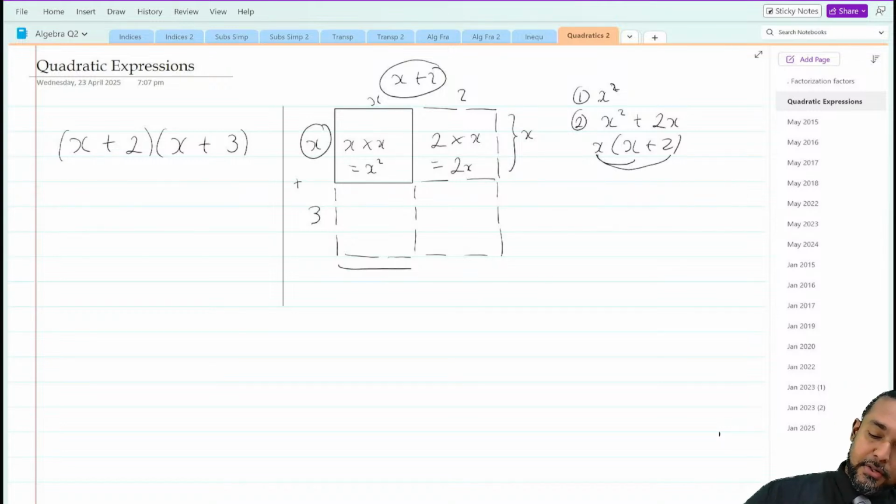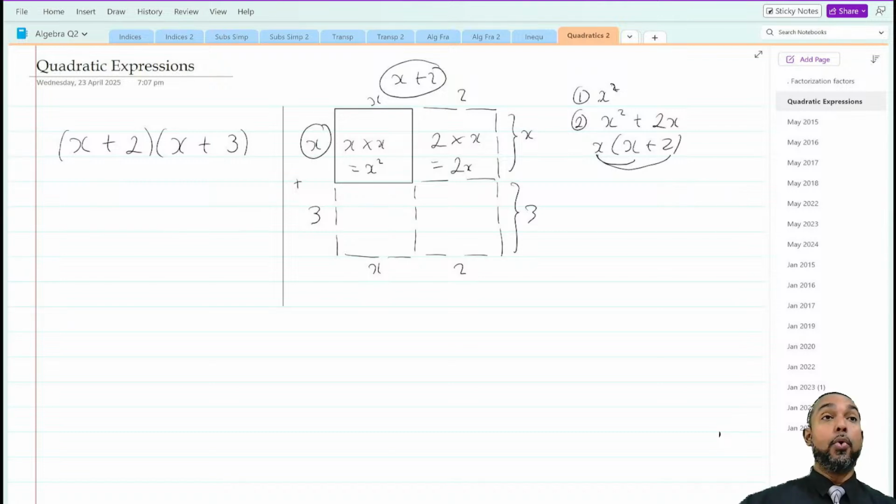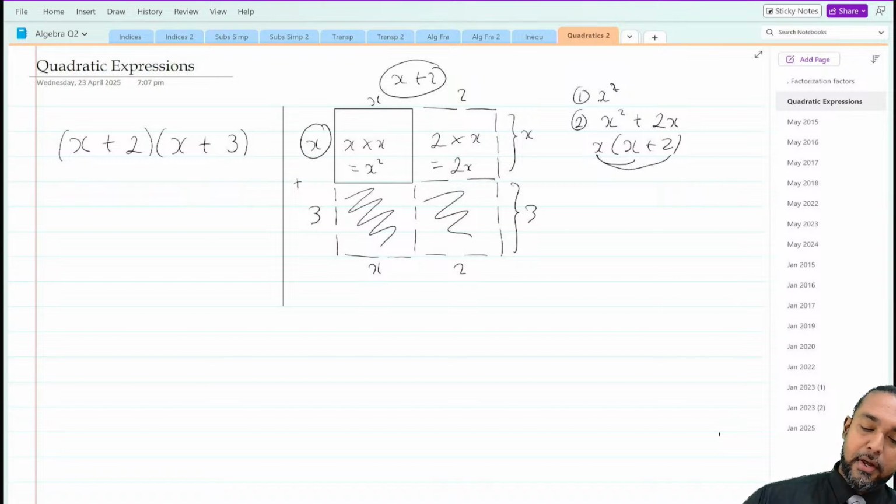So this horizontal piece matched with this, so it was also x. This horizontal matched with this, so that means it was 2, and this vertical matched with this, so that means this was 3. So if we want to find the area of this whole new quadrilateral now, we have to find this area here and this area here. What is this area here? 3, which will give us what? So 3 by x is simply equal to 3x. And this area here is simply 3 by 2 or 2 by 3, which is 6.